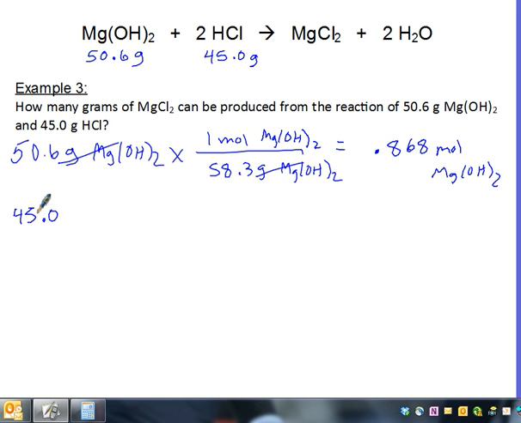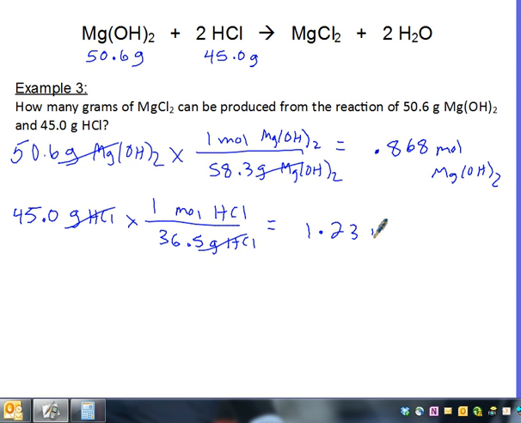All right, so now I have the same thing for HCl. 45.0 grams of HCl. We already did the molar mass. We calculated that as 36.5 grams of HCl for every 1 mole of HCl. That cancels out, and I divide those 2 numbers, and I will get 1.23 moles of HCl. Okay, now we take the molar ratio.